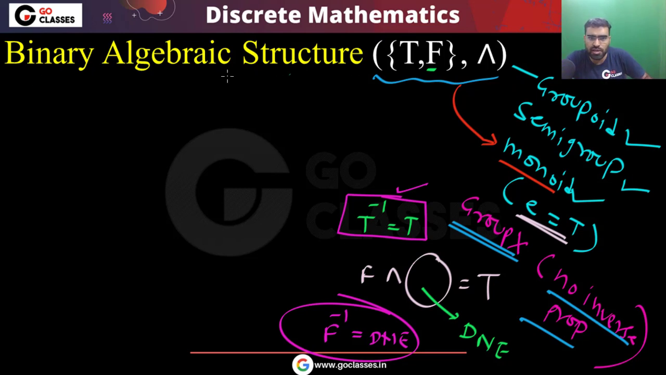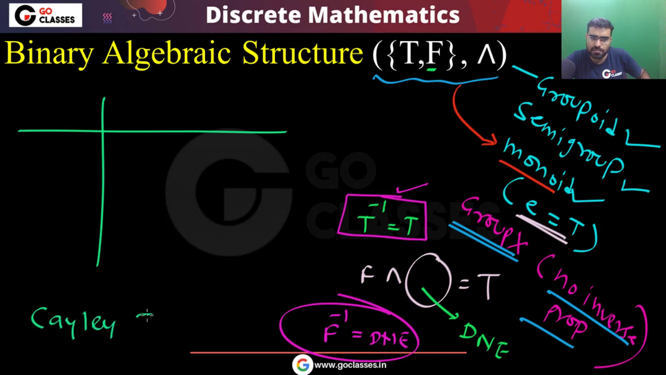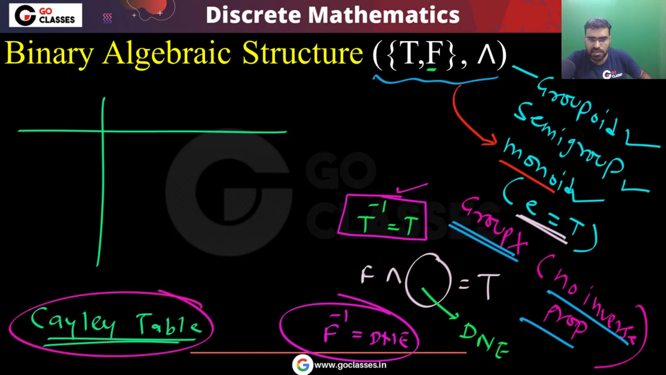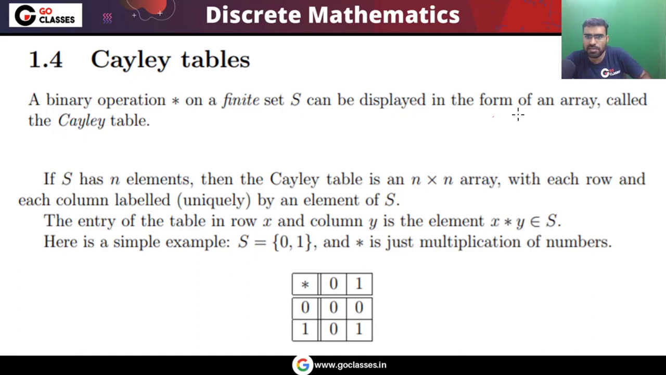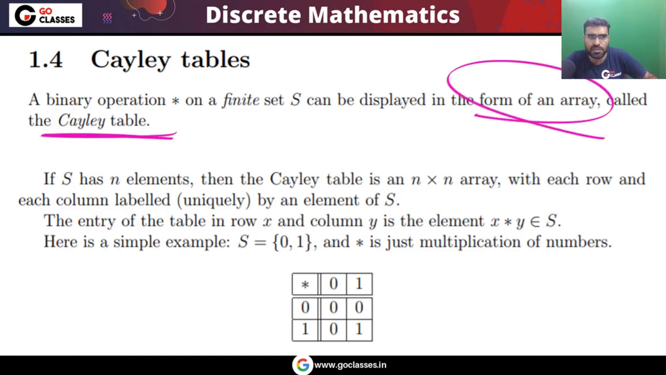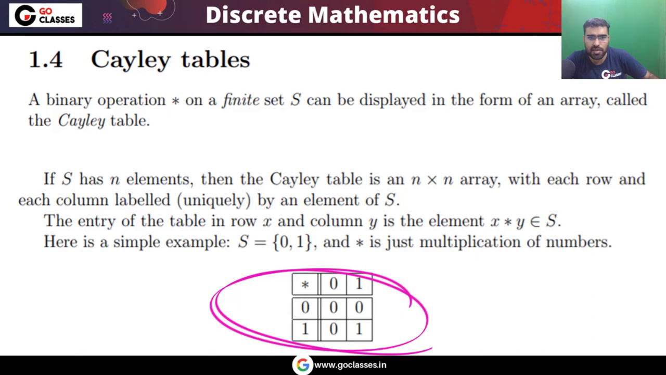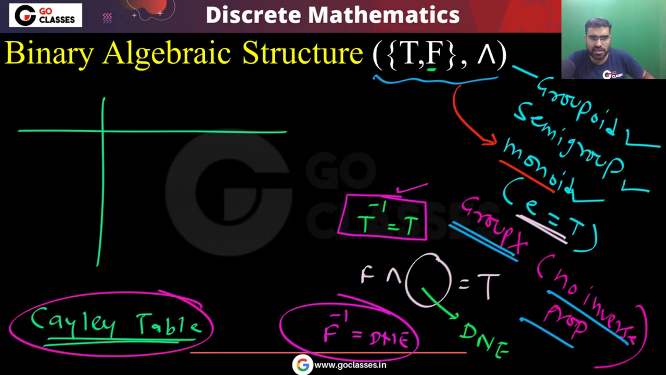Now you can represent this structure using a matrix type representation, and that is called Cayley table. So Cayley table is just a matrix representation, nothing else. You can see this is just an array, or matrix representation. So this Cayley table representation we can create here.